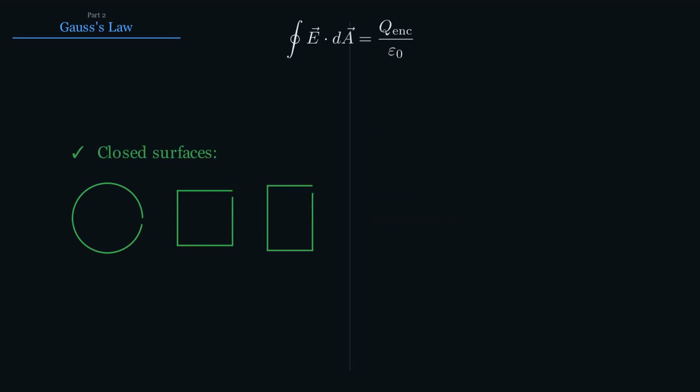That circle on the integral sign means the surface must be closed. A closed surface has no edges, no holes. Think of a balloon, a box, or a sphere. Not a flat sheet, not an open bowl. It has to completely surround a volume of space.